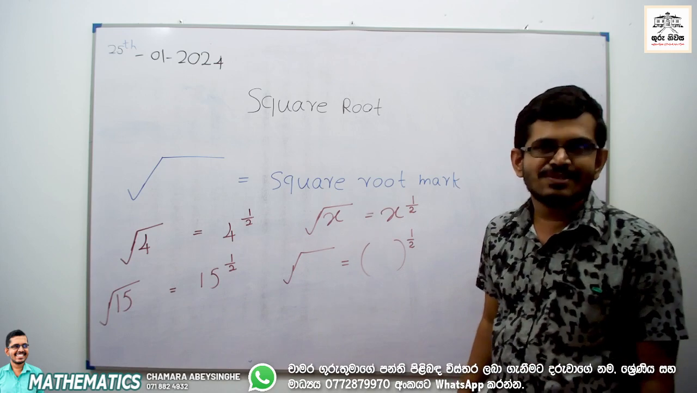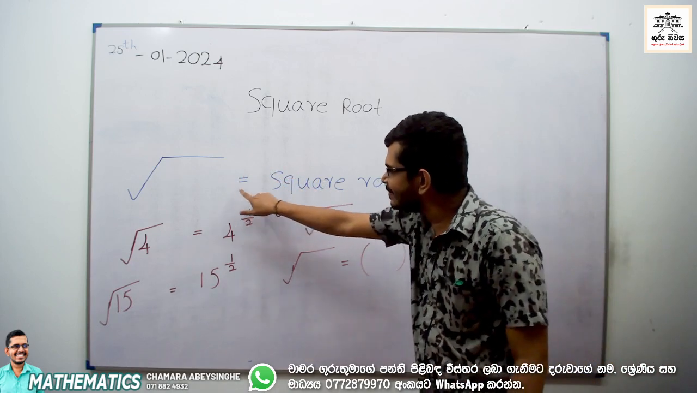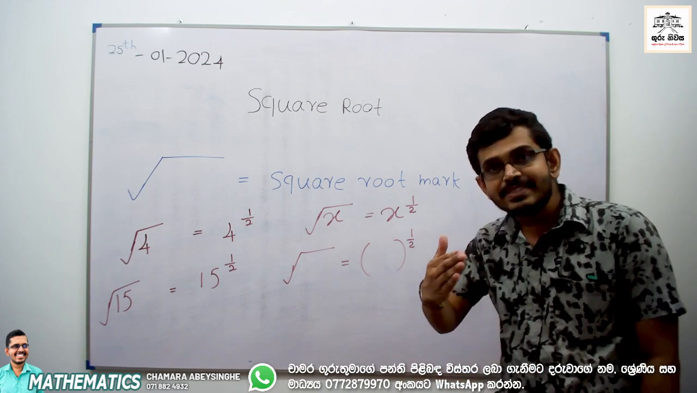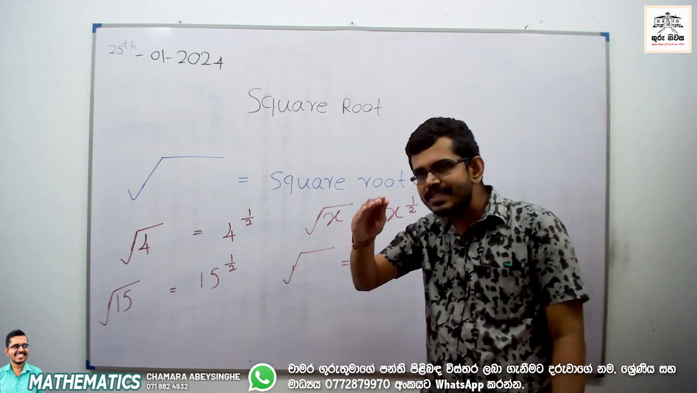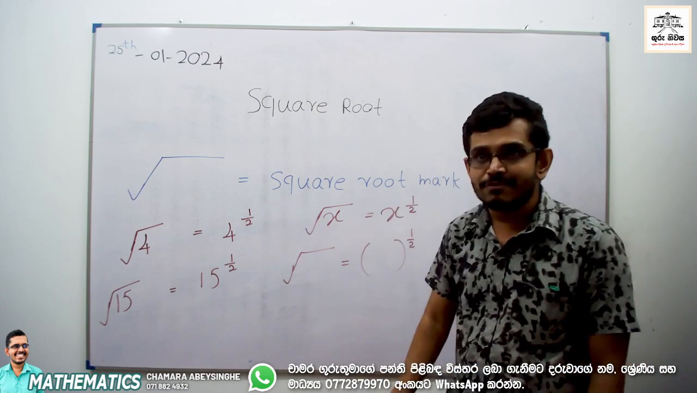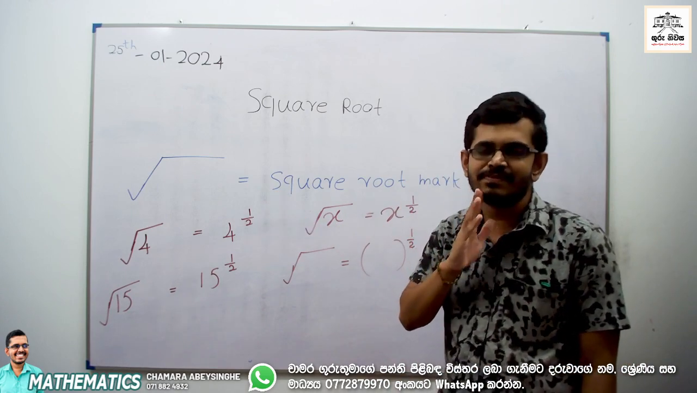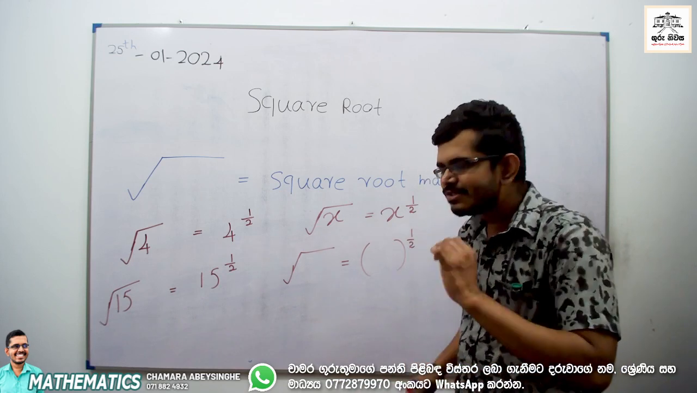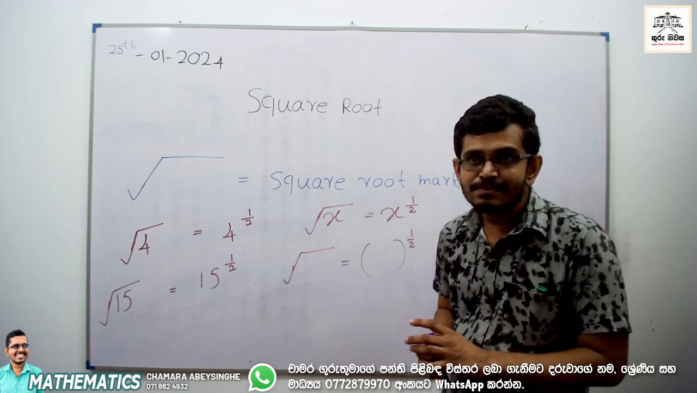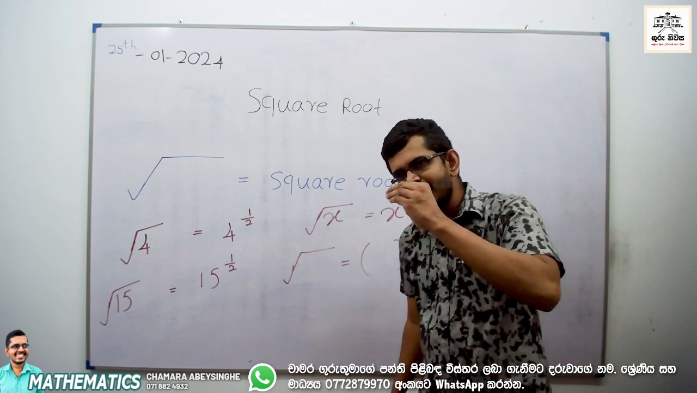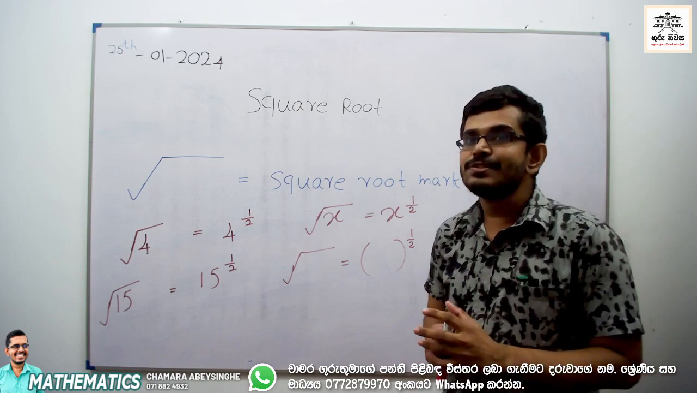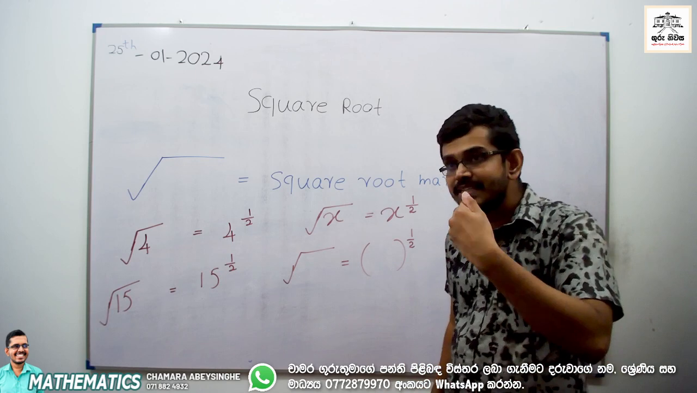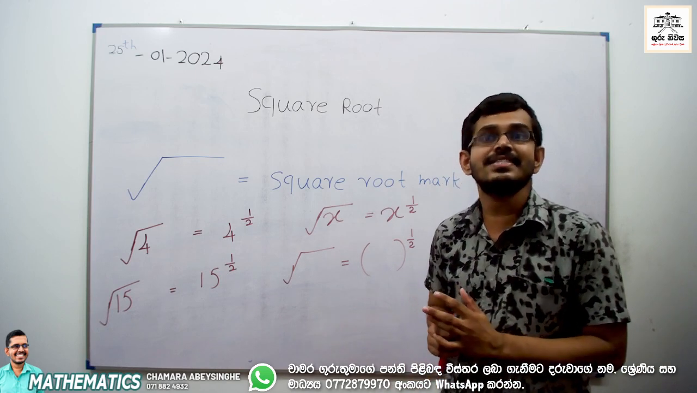Our lesson is square root. This is the square root mark. First I explain what is the meaning of the square root mark. What is the meaning of the square root mark? The meaning is, student, the index of a certain number is half.